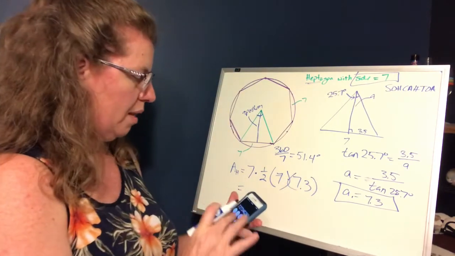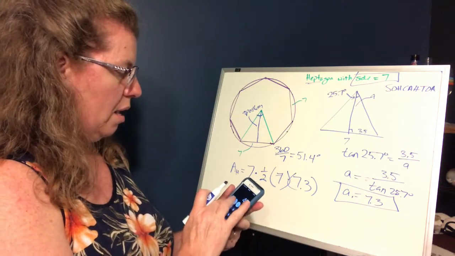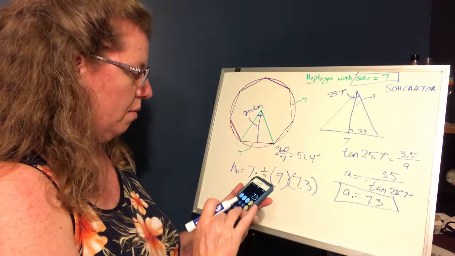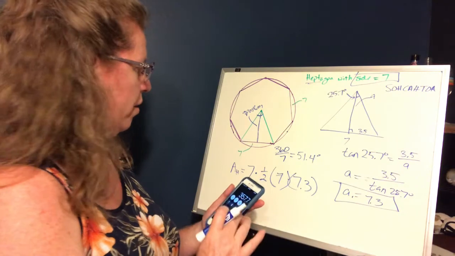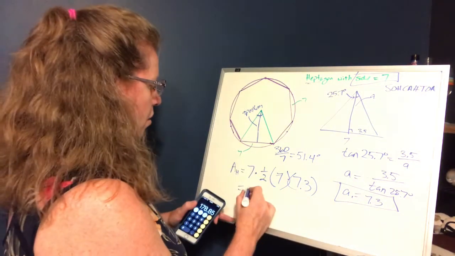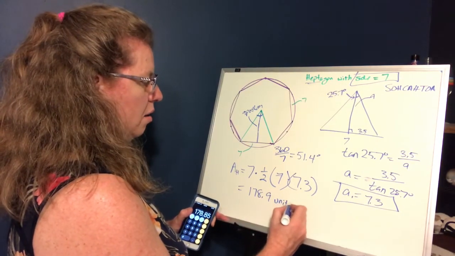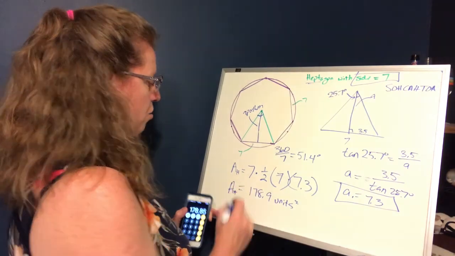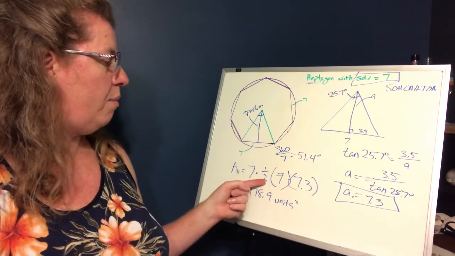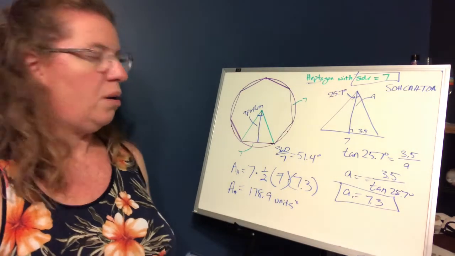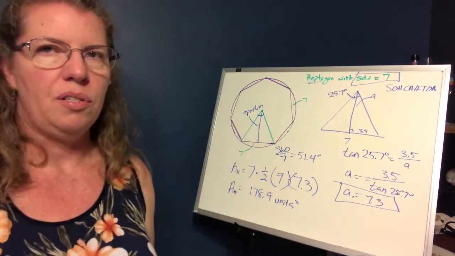Alright, let's go ahead and multiply all that together. 7 times 7 is 49, and we have times 7.3. I think I hit something wrong. There we go. Then divide by 2. 178.85 or 0.9 units squared. Now again, you could use your area is 1/2 AP, or you can find the area of my triangle times 7, whichever one works for you. Okay? Alright, let's look at one more little thing about finding our angles, just to make sure we got it.